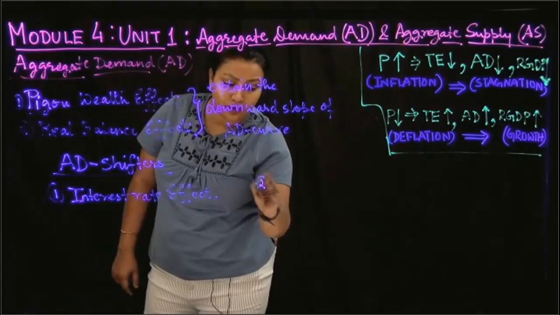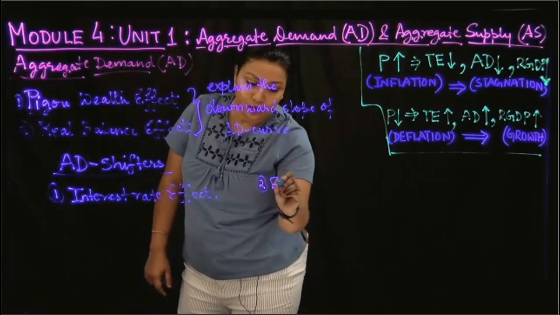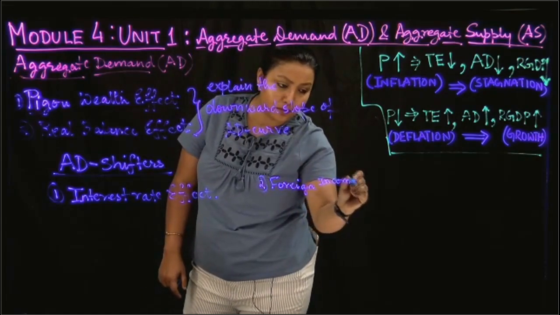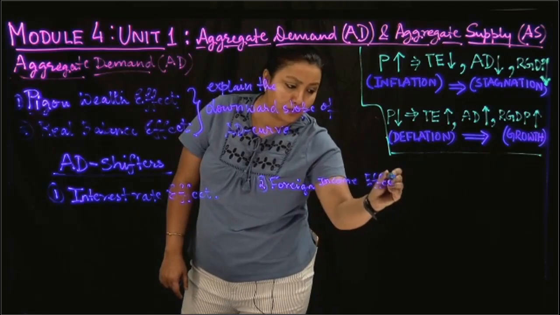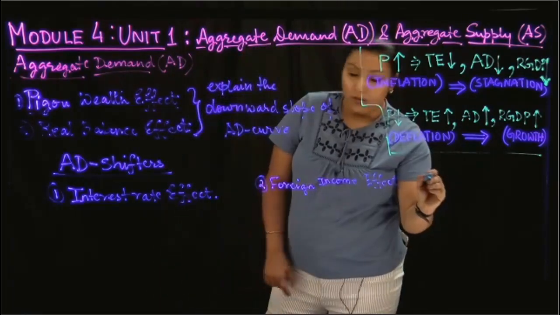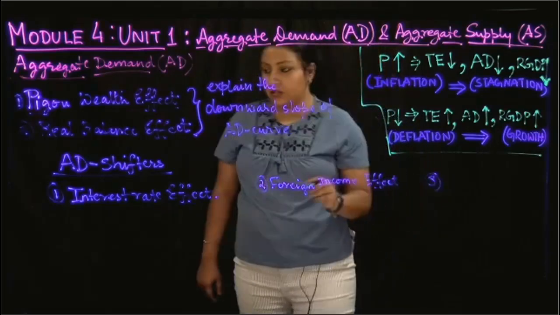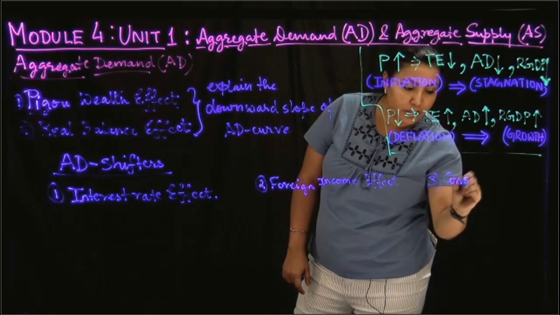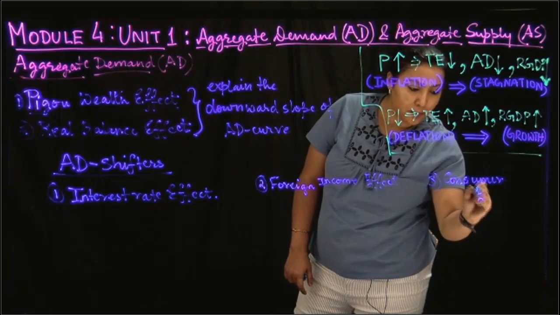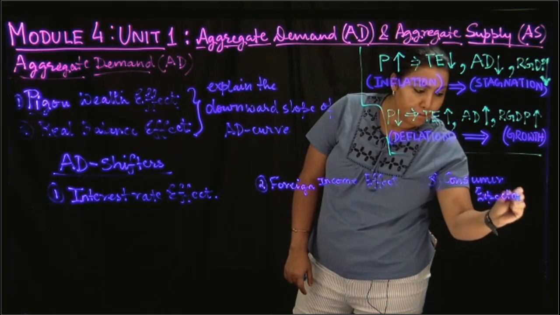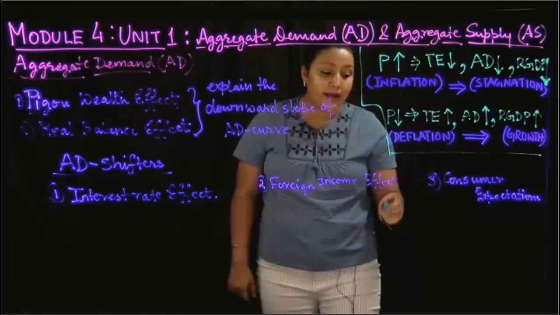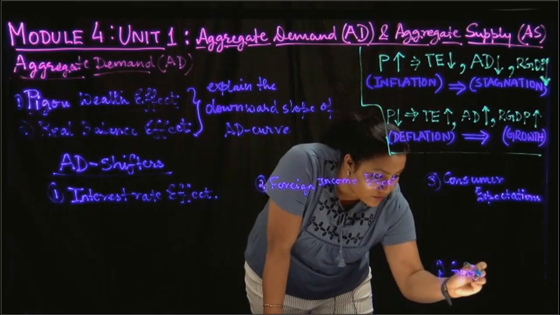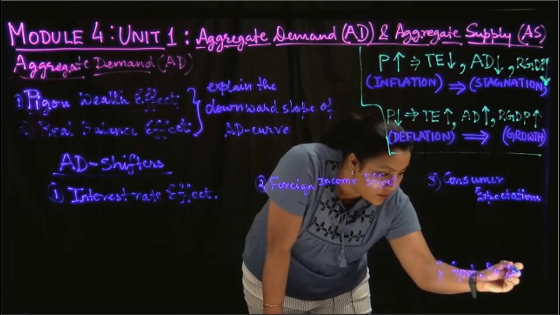Okay, the second one is foreign income effect. The third one is consumer expectations. And the last one is government policies, the macroeconomic policies of the government.